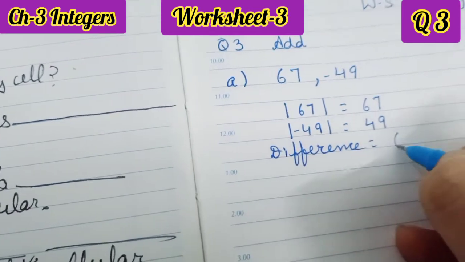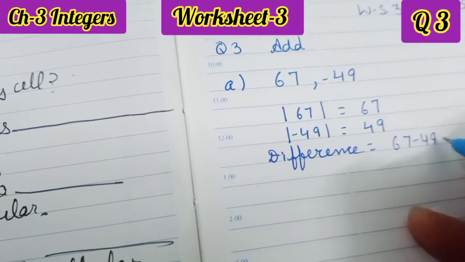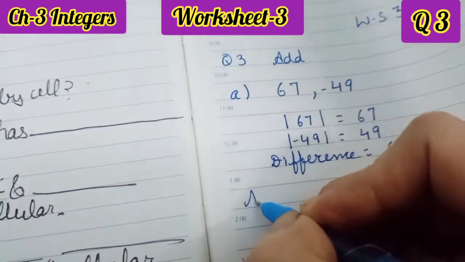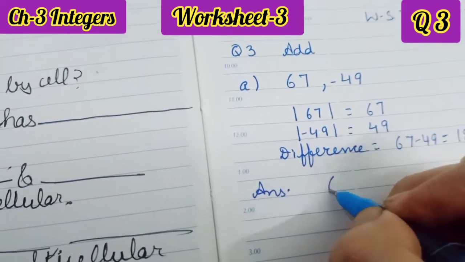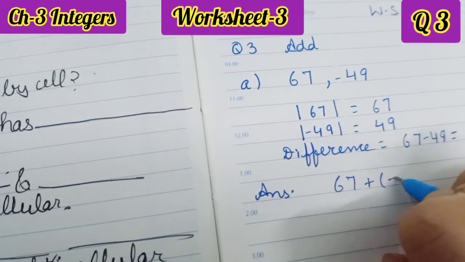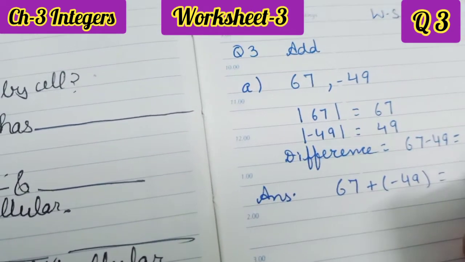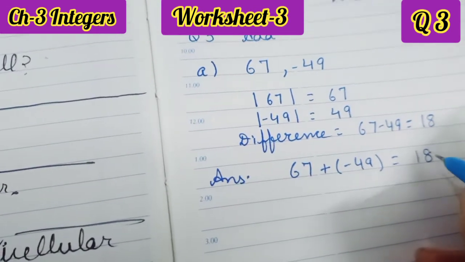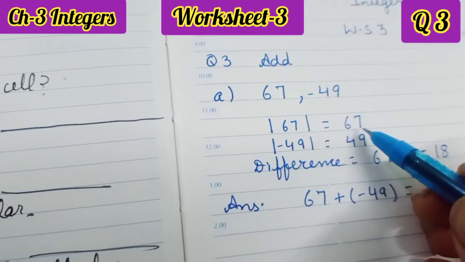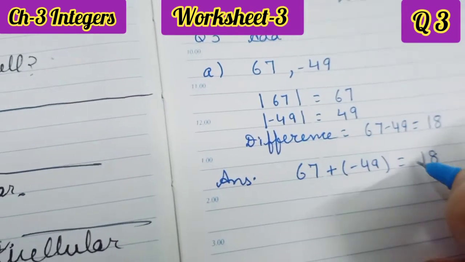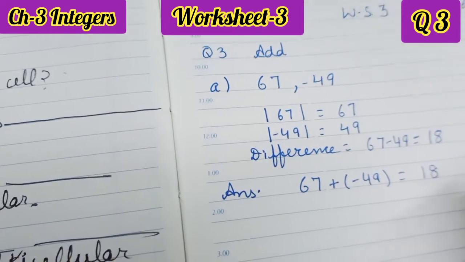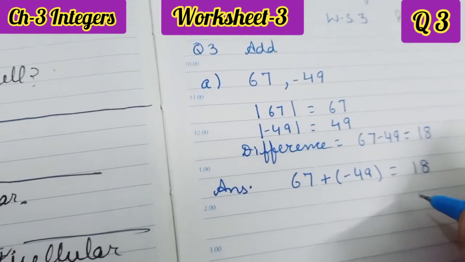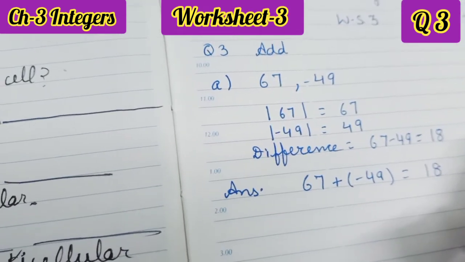So we will find the difference, and in the answer we will write the number with the sign having the greatest absolute value, that is positive. So we will write positive here, and whenever the number is positive, no need to put the sign. So this will be the answer.